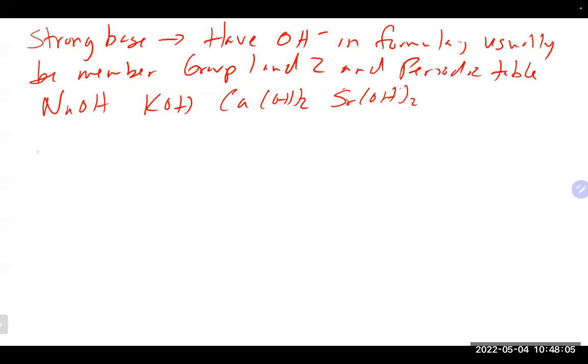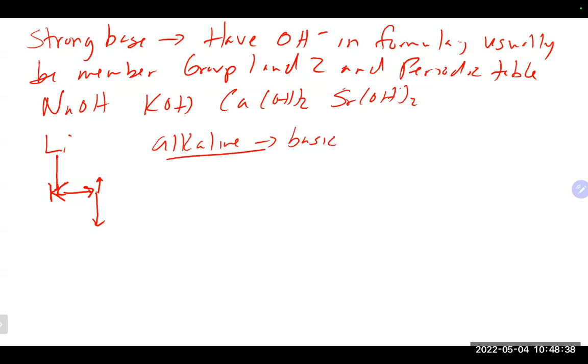So really, if you look at group 1 and group 2 on the periodic table, I go lithium down to like potassium, hang a right, go up just a little bit and down. Any of those guys that have hydroxide in it probably are going to be strong bases. And again, as we talked about the names of those guys, alkali metals and alkaline earth metals, the word alkaline again refers to being basic. So that's where a lot of our strong bases come from.